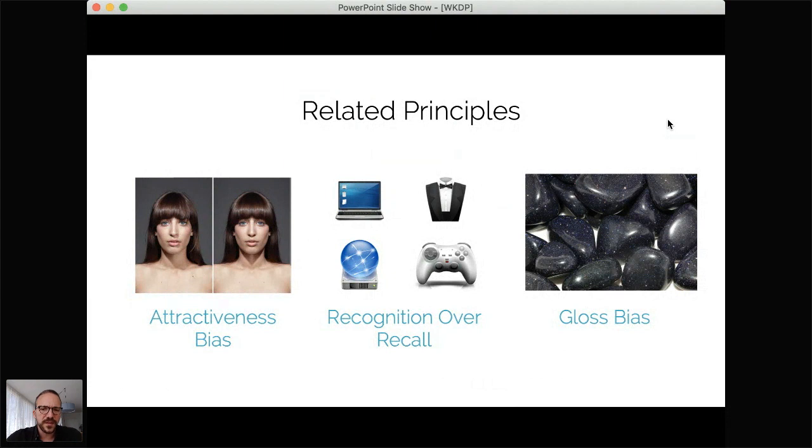There's, of course, the attractiveness bias that I mentioned briefly. You can actually look it up, and there's a lot of reading material to do on this alone. There is, of course, the recognition over recall. One of the reasons why we love symbols and visual representations so much is that it's easier for us to recognize a visual representation than it is for us to recall something from memory. And another interesting bias, which is the gloss bias. I don't know how many of you are familiar with this bias, but we have an innate preference for shiny objects. And you can see how people exploit this in cars, in tech devices, and many other areas.